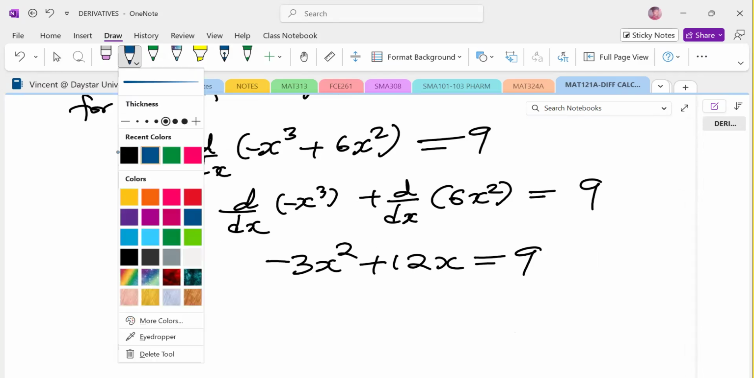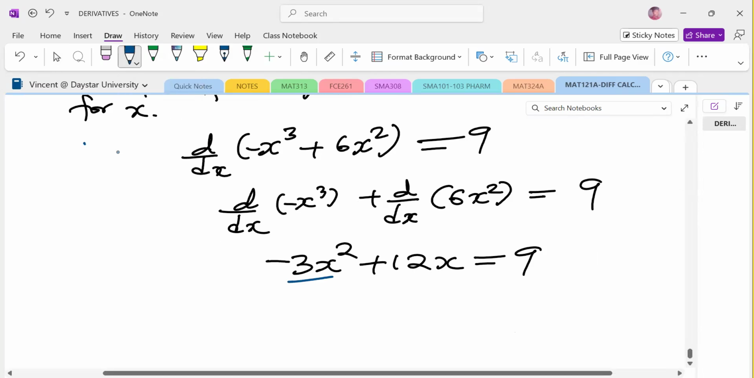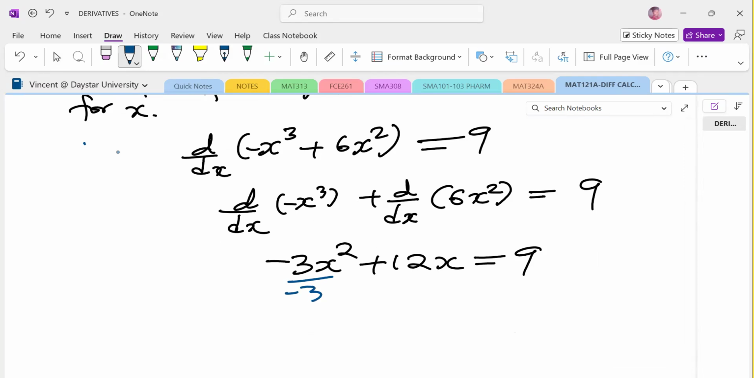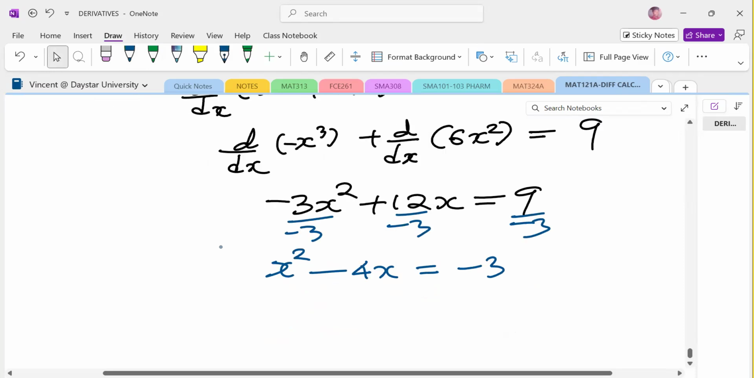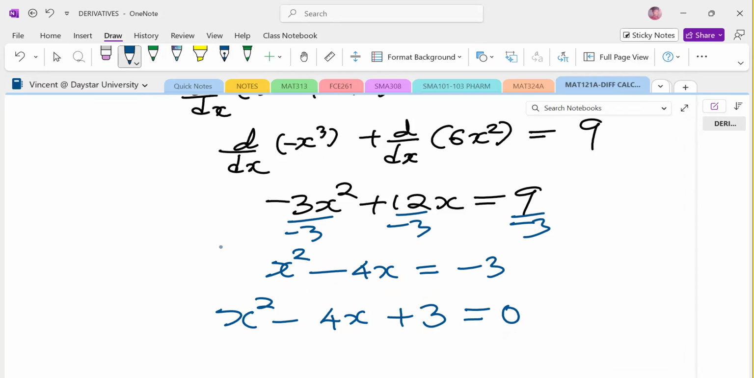The easiest way is to start by dividing through by minus 3. Minus 3 is common, so that we have x squared minus 4x equals minus 3. So we have the quadratic x squared minus 4x plus 3 equals 0. So what are the solutions of this quadratic equation?